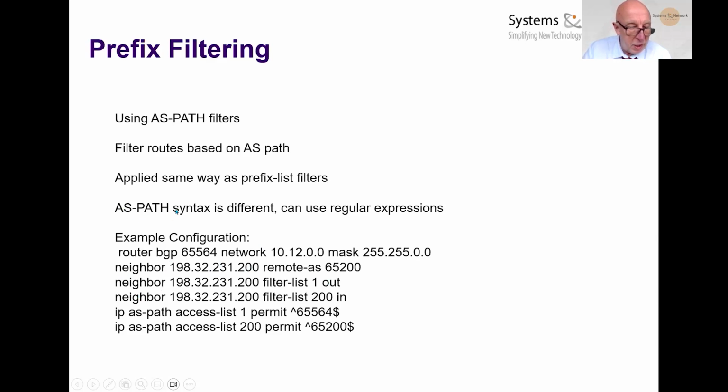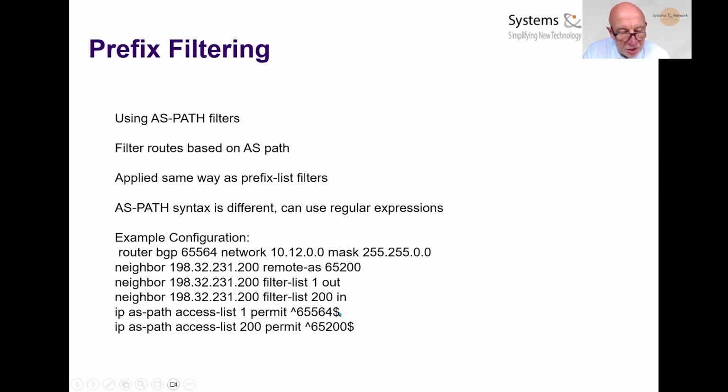All right, AS path syntax can be different, but what we're looking at here is dead interesting. We've got filter list number 1, out of the filter list, all this business. Here's my IP AS path access list number 1. Permit. Look, this has these two fancy little symbols here. This is saying I want to permit information that only has 65564 in its AS path.